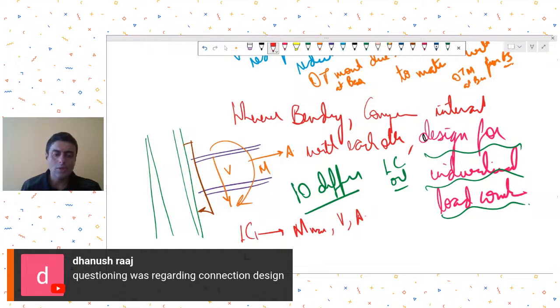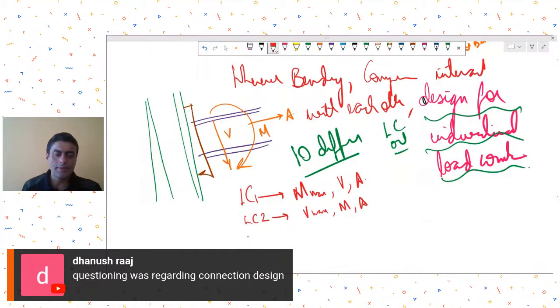Then you pick up another load combination where the shear is maximum, and for that load combination you take the corresponding moments and axial forces. Then a third combination where the axial forces are maximum, and for that load combination only you take the corresponding moments and shears.